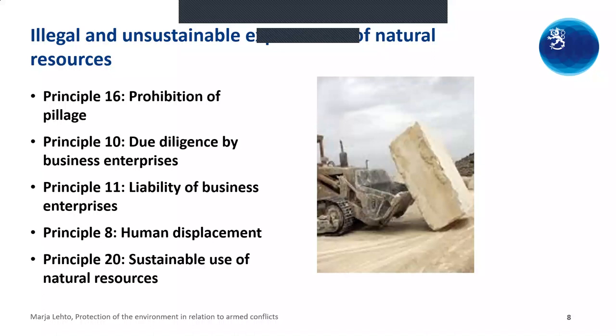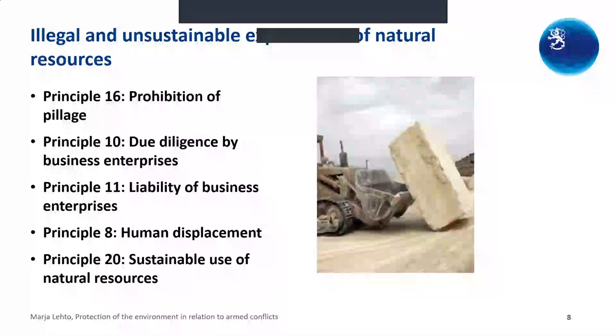In situations of occupation, the prohibition of pillage forms an absolute limit to the exploitation of the natural resources of an occupied territory by the occupying power or by private actors within the area under the occupying power's effective control. At the same time, the principles relative to occupation, which we just discussed, take into account more long-term environmental degradation linked to harmful occupation practices. As already mentioned, one of them, principle 20, seeks to protect the natural resources of the occupied territory from excessive and unsustainable use.